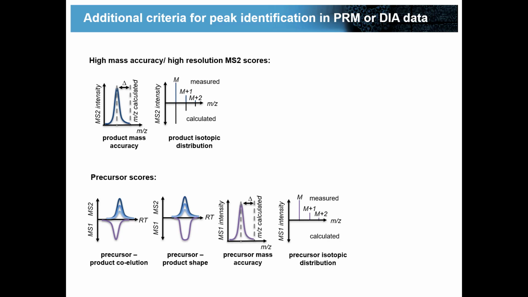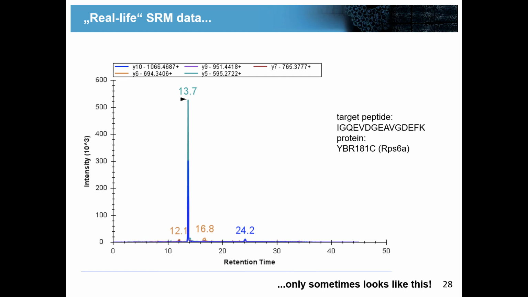And then these here are the precursor ion scores. If you have included an MS1 full scan in PRM or DIA, then you can look at how well a precursor co-elutes with your fragment ion chromatograms, and they should perfectly co-elute, not as shown here where they are not co-eluting. You can also look at the peak shape. Precursor MS1 peak shape should be the same as all your fragment ions. And you can look at the mass accuracy of the precursor. And you can also, again, look at the isotopic distributions of precursors and others. OK? Cool. So now just a few real-life examples, and then we are done.